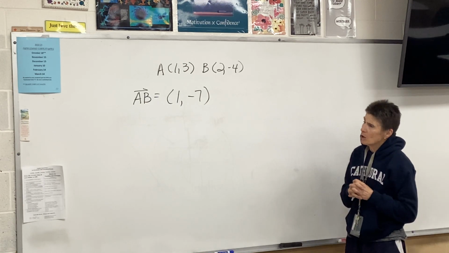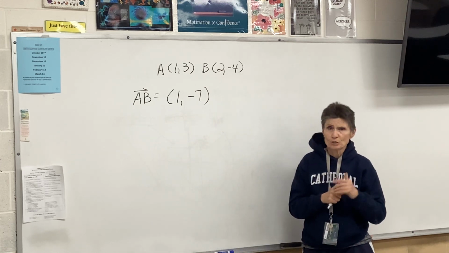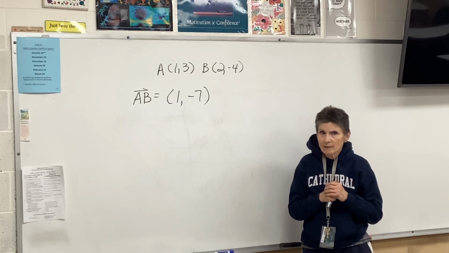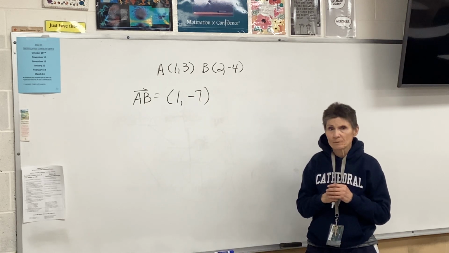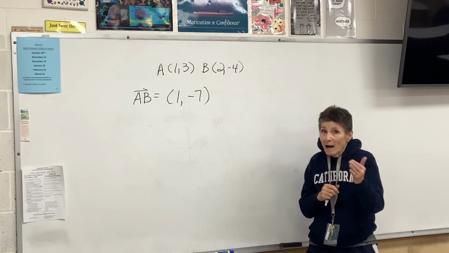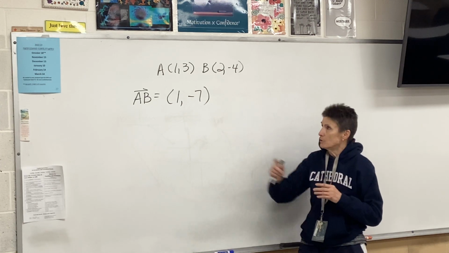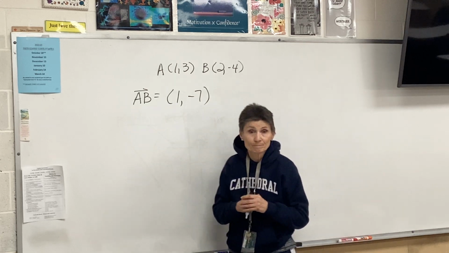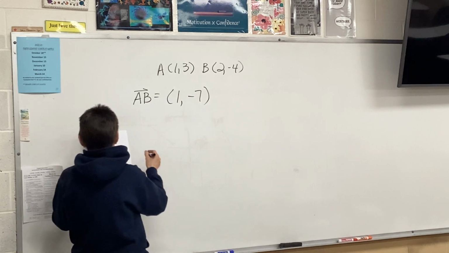One thing I want you to notice is the coordinates of the vector are very, very similar to slope. Would you agree with me? If you look at these 2 points and I said find the slope, wouldn't the y change be negative 7 and the x change be 1? Those are the coordinates of the vector. Those are the coordinates.